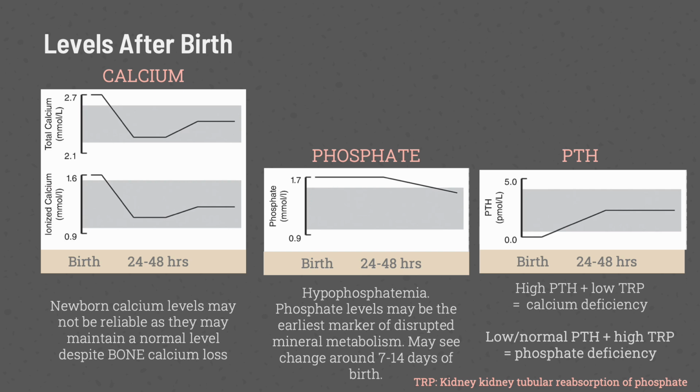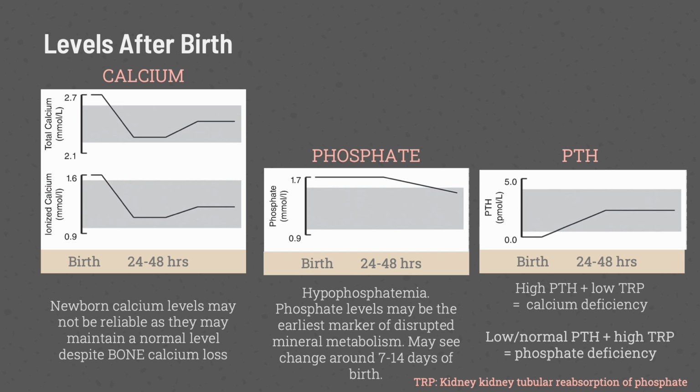And one of PTH's roles or mechanisms to allow for increase in calcium is to decrease phosphate. And the reason for that is to reduce the precipitation in the blood of calcium and phosphate. So it will increase calcium reabsorption in the kidneys, and it will increase the excretion of phosphate in the kidneys as well. So then you'll see that initial slight decline in phosphate as well in term babies.